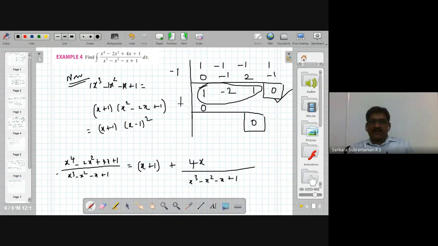Starting with 1: 1 into 1 is 1, 2 add, -1, 1 into -1 is -1, of course 0 came. So therefore x is equal to 1 is a root and x minus 1 is a factor.